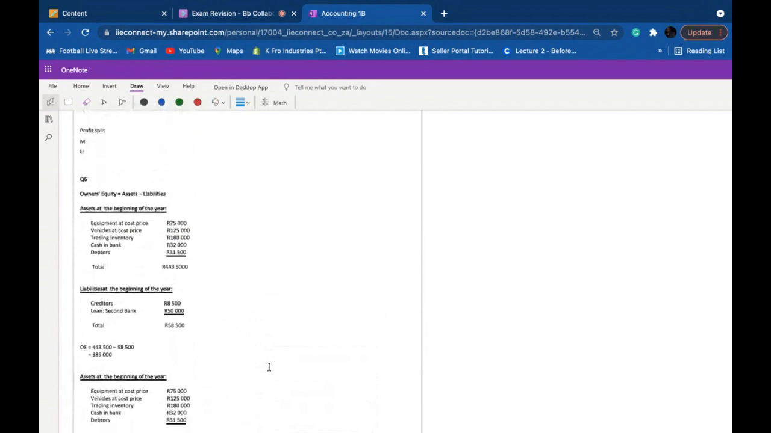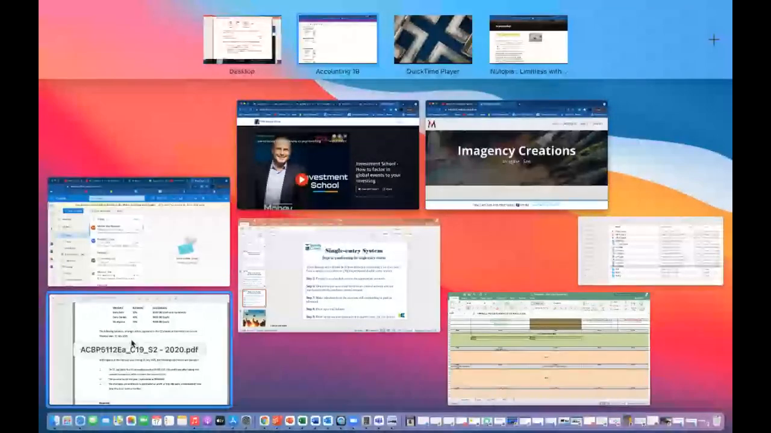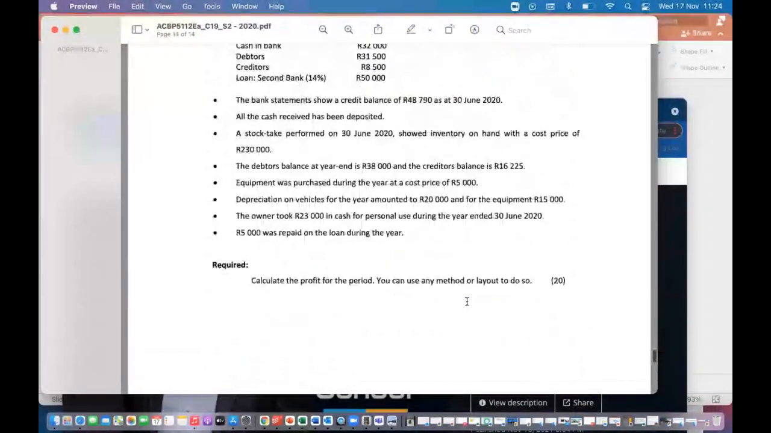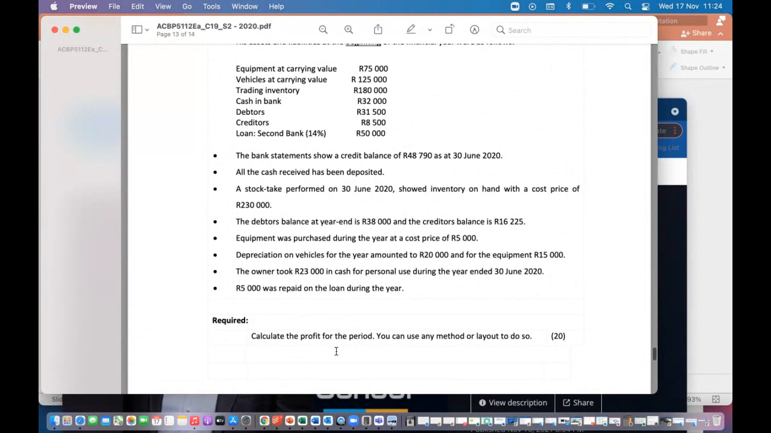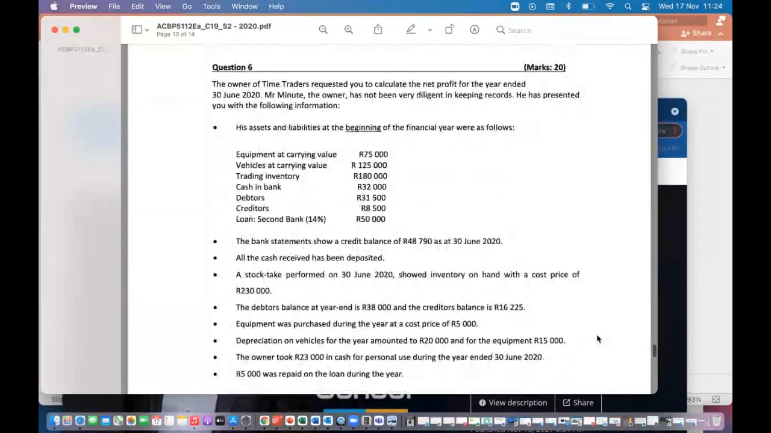And question 6 is another. This is on unit 7. Here under the required, they said calculate the profit for the period. You can use any method or layout to do so. So what they did for you here, I'm just going to tell you about it, and then we'll go through it quickly.